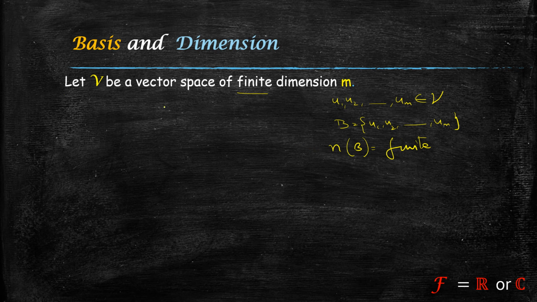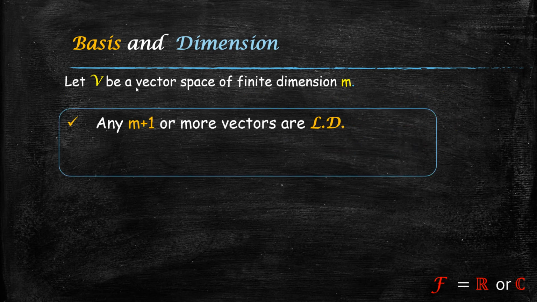So here I am considering that V is a vector space of finite dimension M. Any m plus 1 or more vectors are linearly dependent. What does this mean? First, we have considered that V is a vector space of finite dimension M. That means there will be some basis B in V containing m elements u1, u2, and so on up to um. So I am saying that if a set contains more than m elements, suppose for ease I construct a set as containing more than m elements.